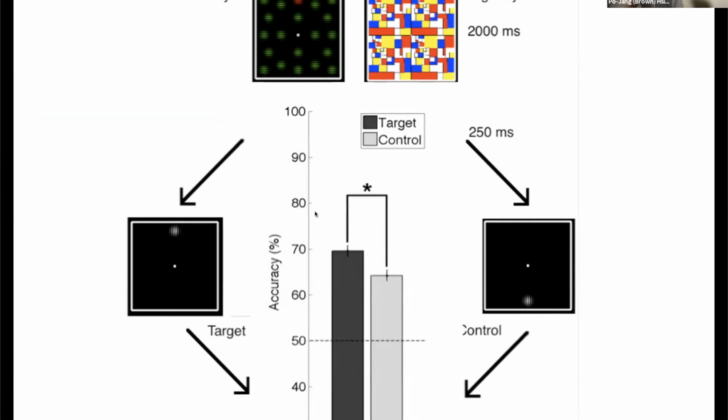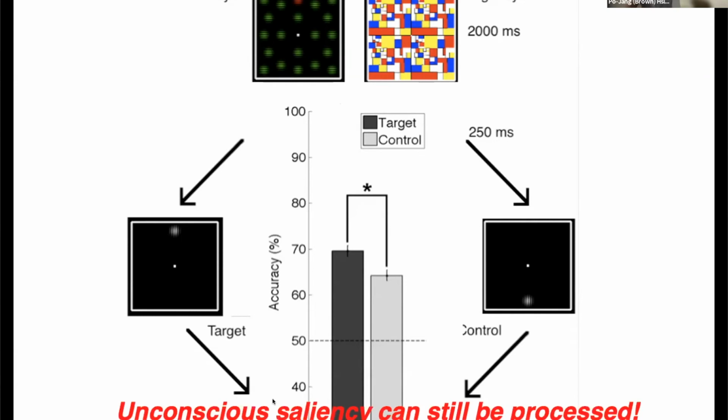And here's the result. So we discovered that even when subjects are claiming that they did not see anything about this display, when you measure their visual acuity, it is actually higher and more accurate at the location that has been primed by this feature singleton, compared to a control location that has not been primed. So you can see that even when subjects did not see anything about this stimulus, their visual acuity is still being affected by this unconscious target. So in other words, unconscious saliency can still be processed in this scenario.